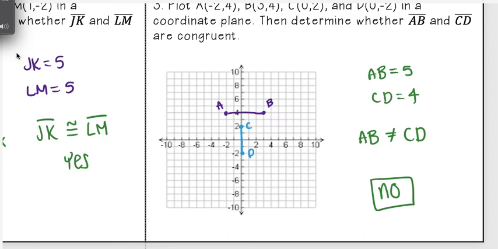Okay, that's it for this video. Go ahead and move on to the next one to learn about the segment addition postulate.